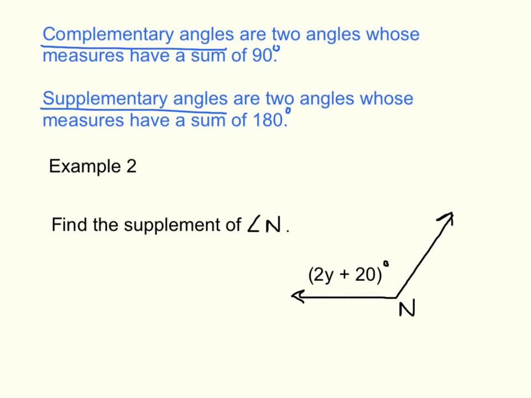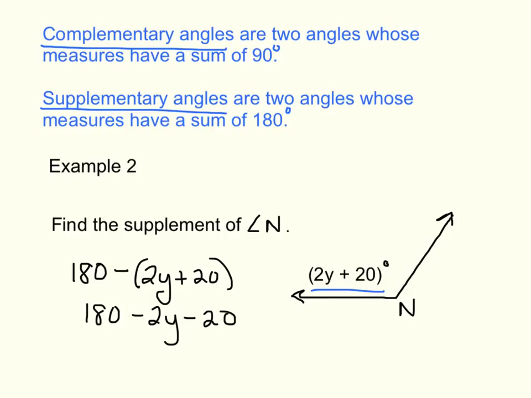Example number 2. Find the supplement of angle N. We can see that angle N has an expression of 2y plus 20 degrees. Supplements are two angles that would be supplementary, which means they add to 180. So if one angle is 2y plus 20, how do you find the other? Well, you subtract it from 180. So you would take 180 minus what the other angle is, which is 2y plus 20. Distribute the negative for the negative 1.